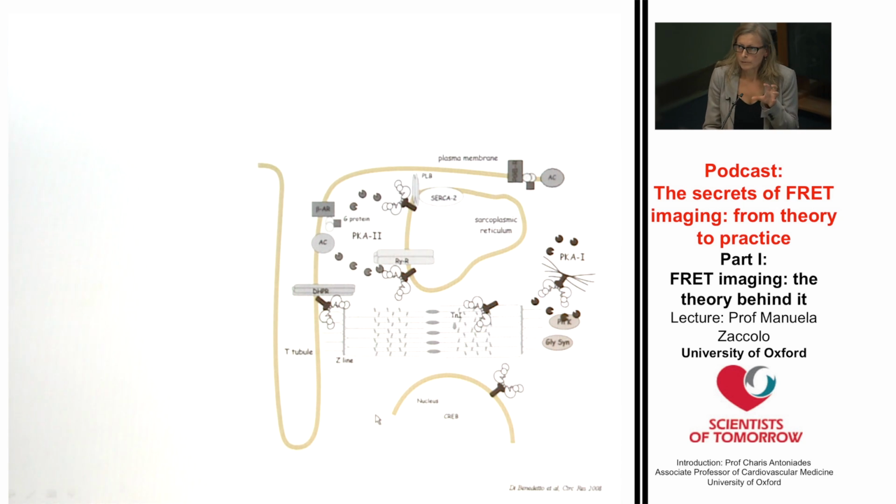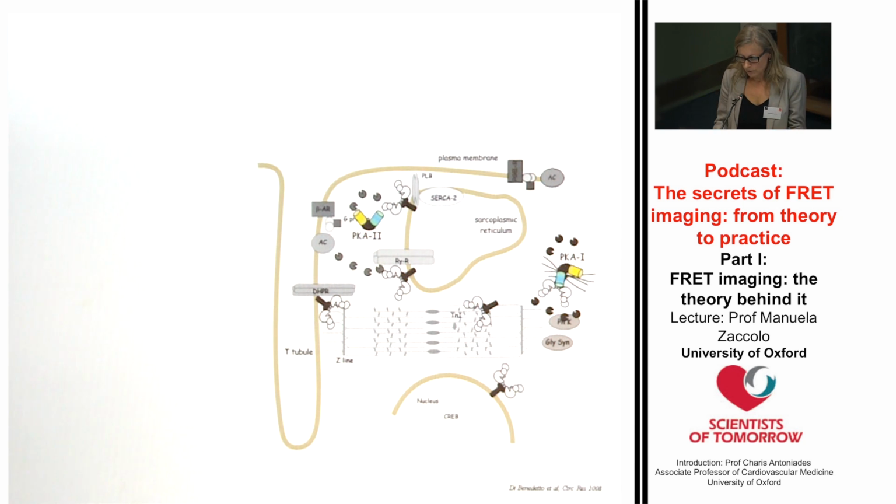So in this experiment, we slightly modified our FRET reporters so that we could target them to different subcellular compartments. I don't have now the time to go into the details of how we did this, but suffice to know that we could target the sensor to the so-called PKA type 1 compartment, which is all the sites within the cell where the PKA type 1 isoform normally sits, or the PKA type 2 compartment, which is the ensemble of all the sites where the PKA type 2 isoform normally sits.